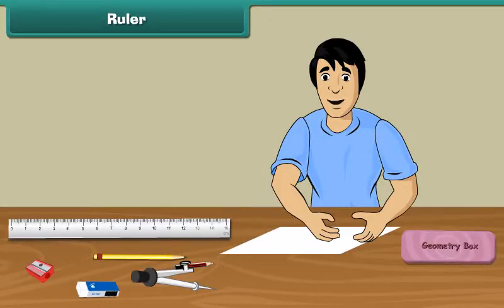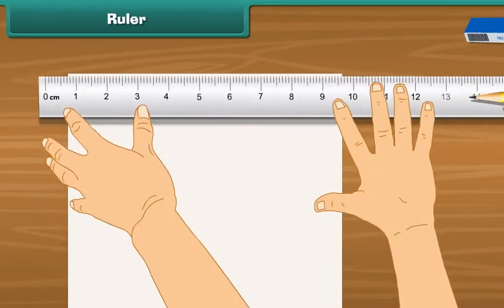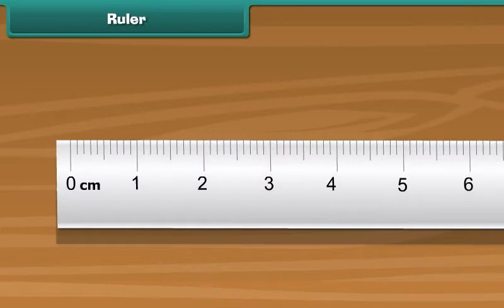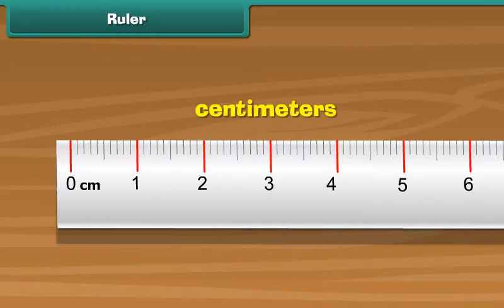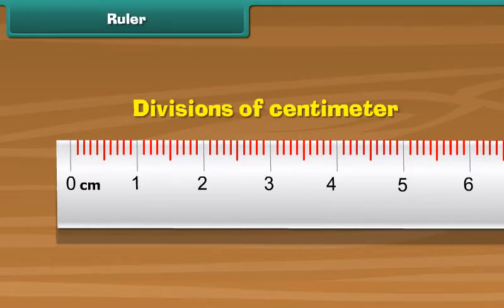I need a 4 centimeter long paper. What will I use to measure the length? Yes, you are correct. A ruler will help me to measure length. You find many divisions on the margin of the ruler. Some lines are longer while others are smaller. The longer lines represent the number in centimeters. The small lines between 2 long lines represent divisions of a centimeter.